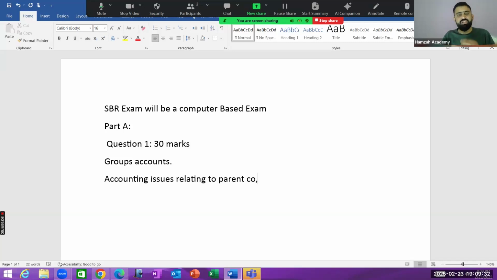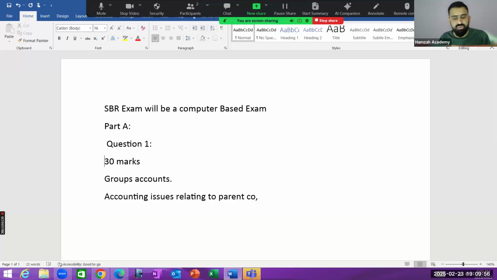That might be related to financial instruments of the parent, employee benefits, or share-based payment IFRS 2, provisions, IFRS 15, any aspect can be tested. And this area will consist of a total of 30 marks. Around 15 to 16 marks, at least 50% or a little bit more, would consist of group accounts, and the remaining relating to a specific accounting issue relating to a parent company.